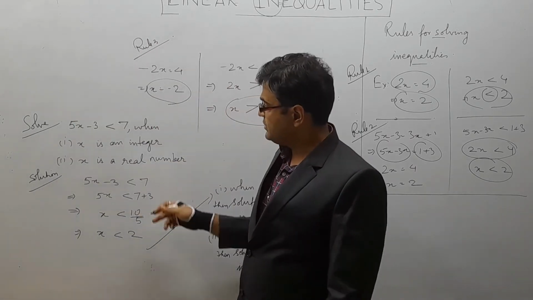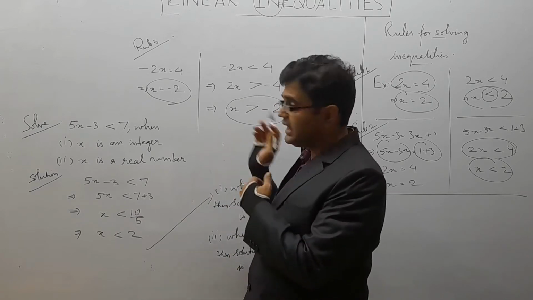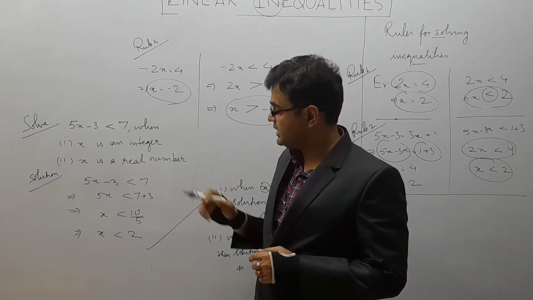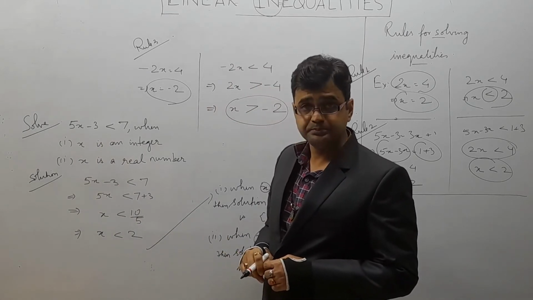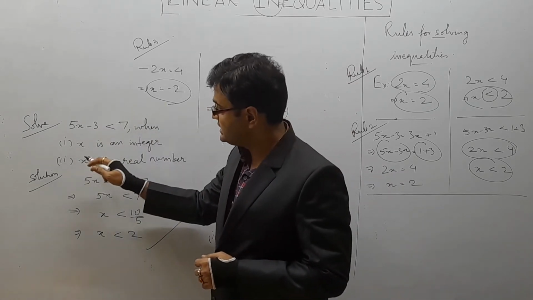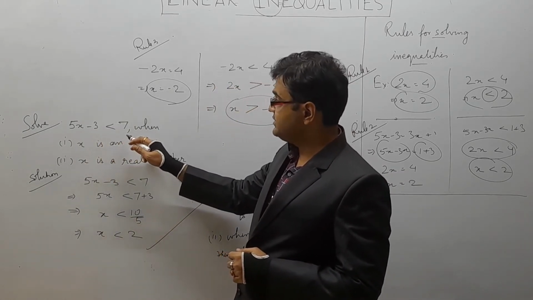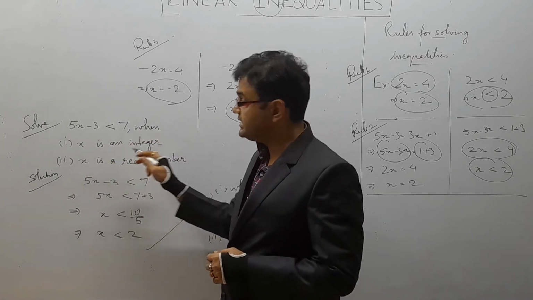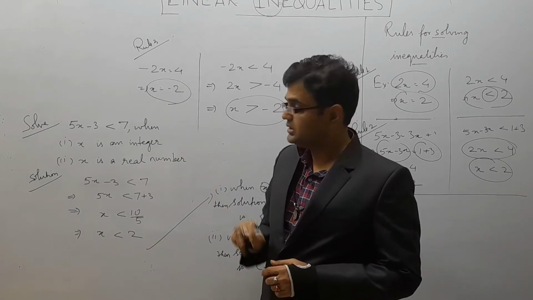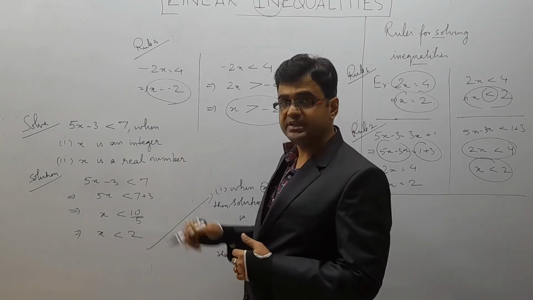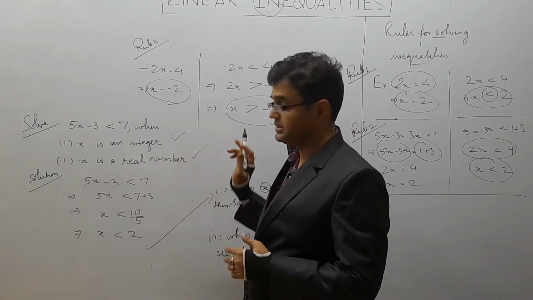One example I'll give you here, how to apply these rules in solving numericals. Now, see this question: 5x minus 3 is less than 7. Solve it when x is an integer, and secondly, if x is a real number. So the solutions will be different in both the cases. These are the two cases mentioned.